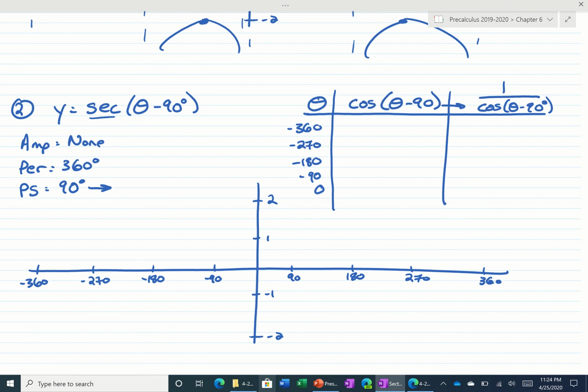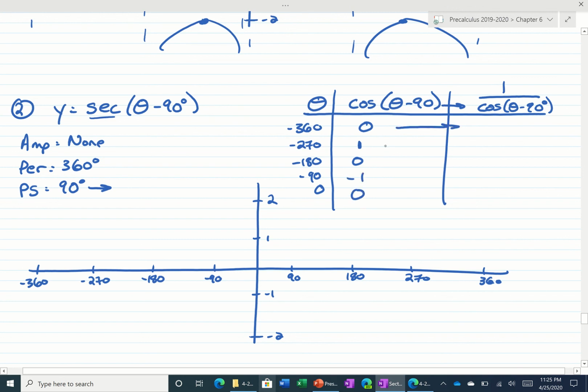So the cosine of variable a minus 90, and I'm going to store negative 360. I'm getting 0. And the period is 360. Okay, so let's do negative 270 next. Store it. I'm getting 1. Store negative 180. 0. Negative 90. Store it. I'm getting negative 1. Okay, so I start to see a pattern.